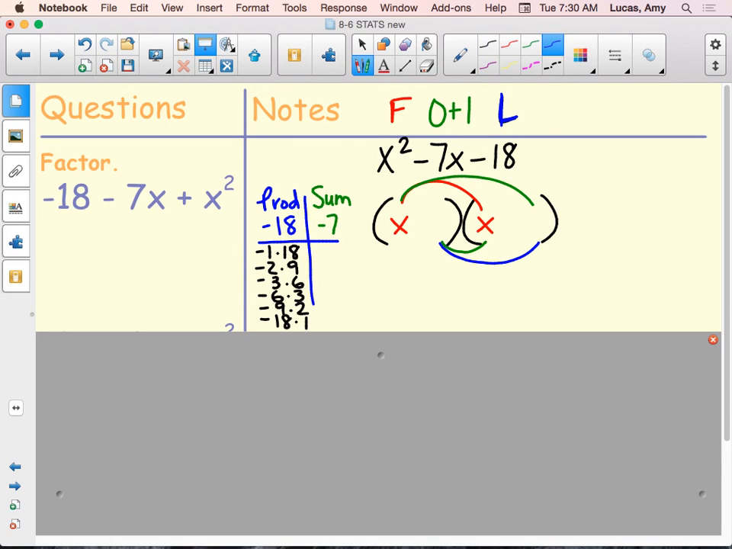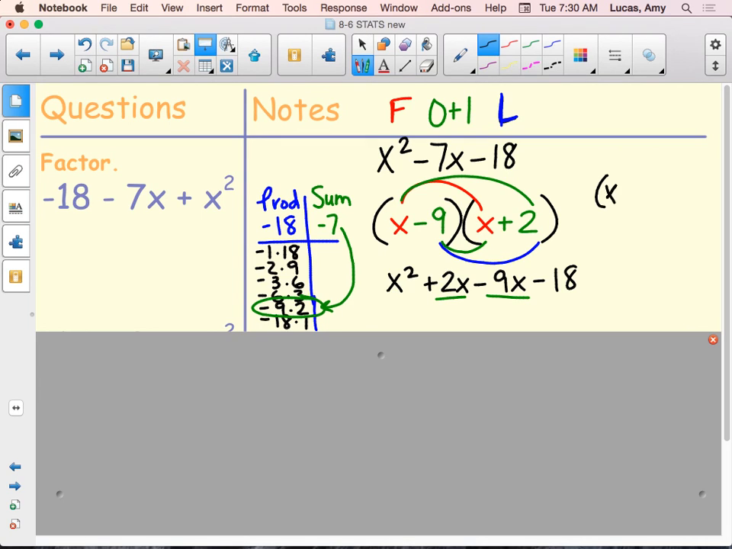It makes a difference where you put the negative sign because that will change the sign on your sum. So because I need my sum to be negative 7, it's this one, negative 9 plus 2. So negative 9 and positive 2. If I FOIL it, I get x squared plus 2x minus 9x minus 18. Adding together my two like terms would give me negative 7x. So x minus 9 times x plus 2.